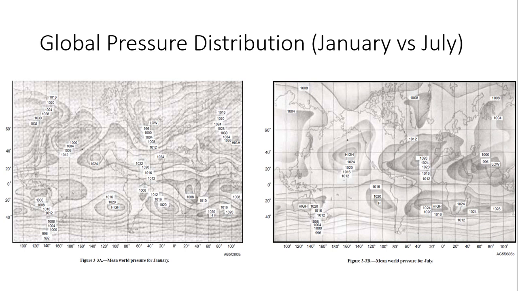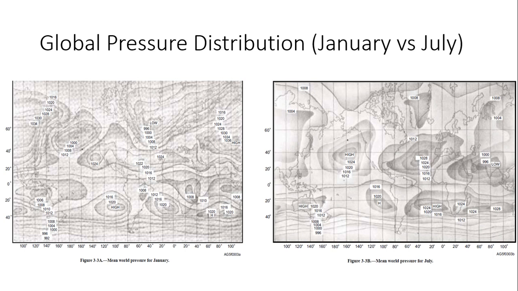Big differences here. For example, in July, I tend to have more pronounced low pressure systems or low pressure belts located around 60 degrees north latitude in January. And I also tend to get stronger, colder high pressure systems over land masses in northern latitudes in January.